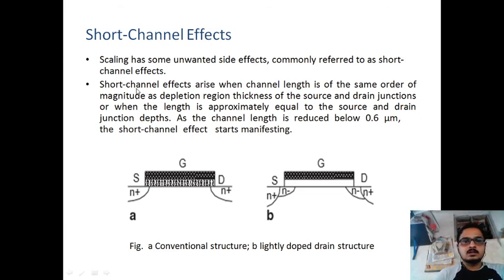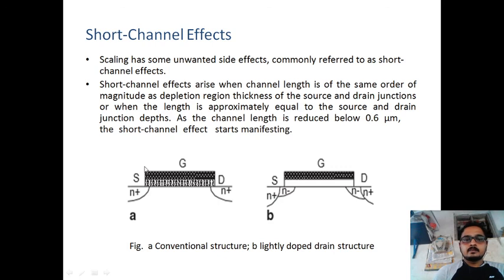See what are short channel effects. Short channel effects arise when the channel length is of the same order of magnitude as the depletion region thickness of source and drain junctions. When the depletion region thickness of source and drain junctions is of the same order as the channel length, at that time short channel effects arise. Or when the channel length is approximately equal to the source and drain junction depths. Also, when the channel length is reduced below 0.6 micrometers, at that time the short channel effect arises.